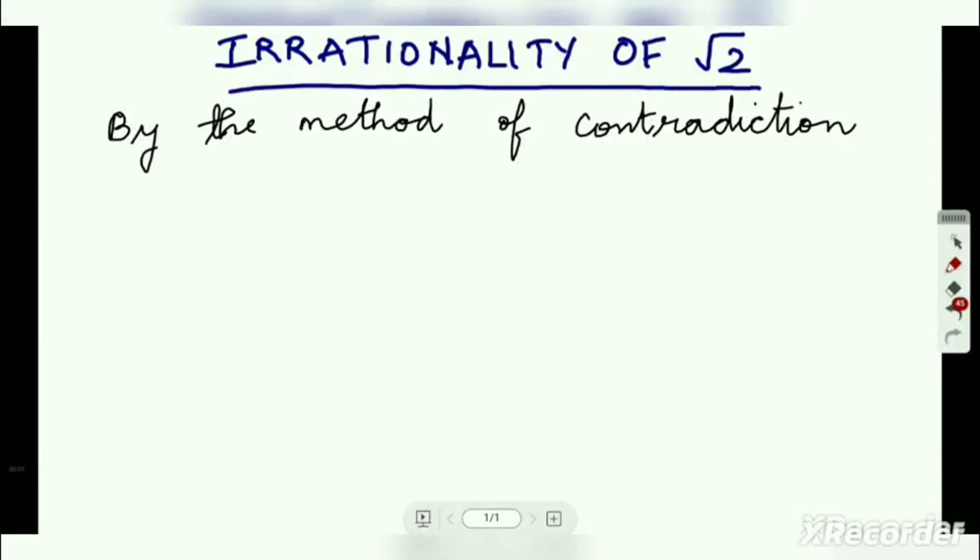Now let's proceed with the proving of the irrationality of root 2. We do it by the method of contradiction. So what does it mean? In order to prove that root 2 is irrational, we first assume that root 2 is a rational number. So let us assume that root 2 is a rational number.